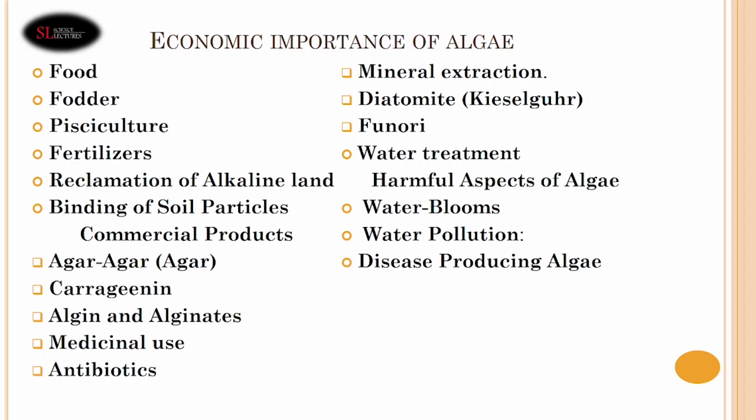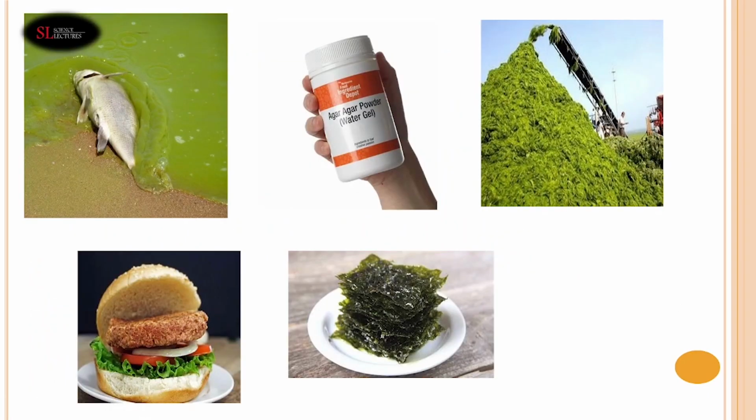What are some of the harmful aspects of algae? Number one, algal blooms. I think I have an image here to show us an algal bloom. Yes, here is an algal bloom. You can see this poor fish, suffering from the increased effects of algal blooms.